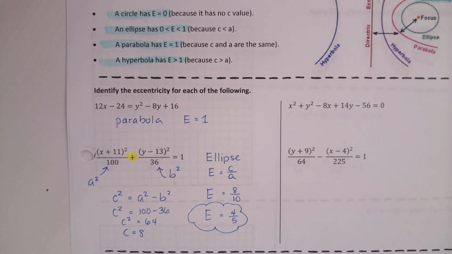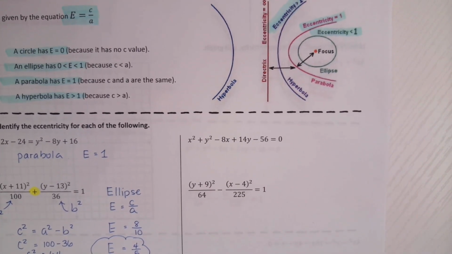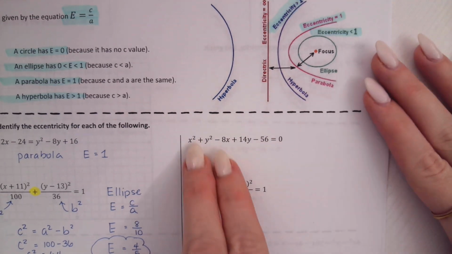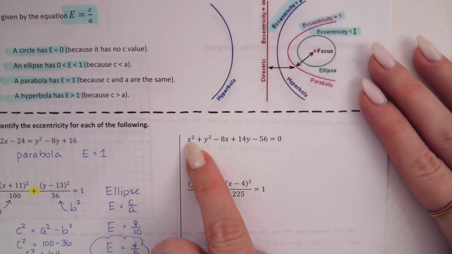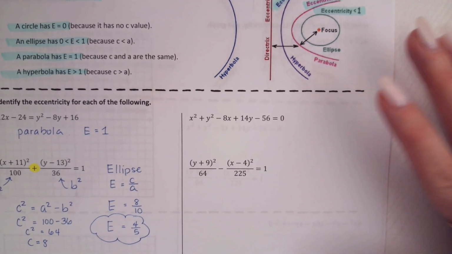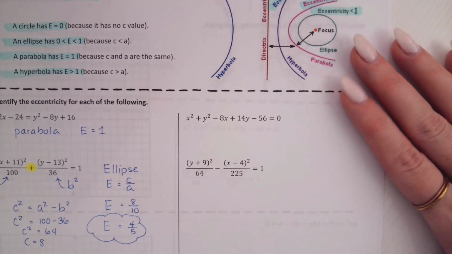Can we tell what shape the third one is? This one is a circle, yes. Good job. So there's two squared terms and the coefficients are identical. We'll actually look at that. There's a little flow chart on the bottom to help us figure that out.